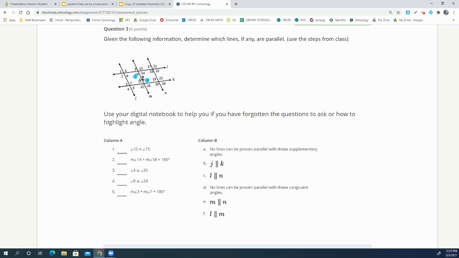J and K. They're connected on M. They're alternate interior. They should be. So J and K. Okay.